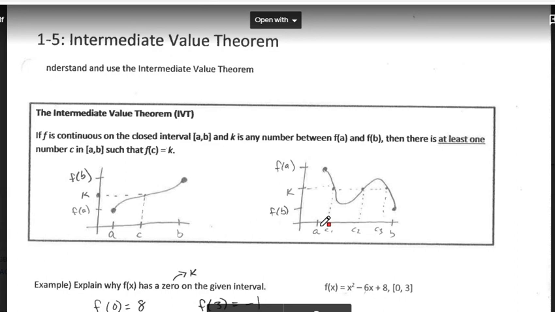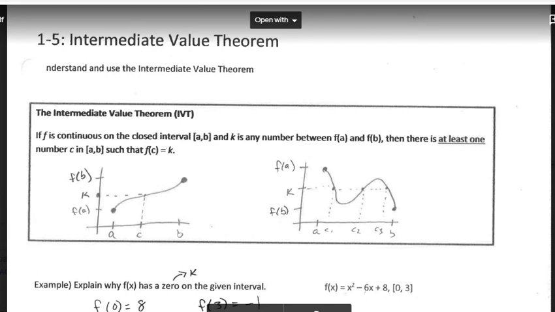If we look at this example over here, once again, we're going from a to b, and we can all agree that this is continuous. F of a is up here this time, and f of b is down here. This function has a few turns in it, though, to get there. So if k, let's put k right here, there are actually three different c values where the function has a height of k. That's why we have to say at least one, because it can happen multiple times.